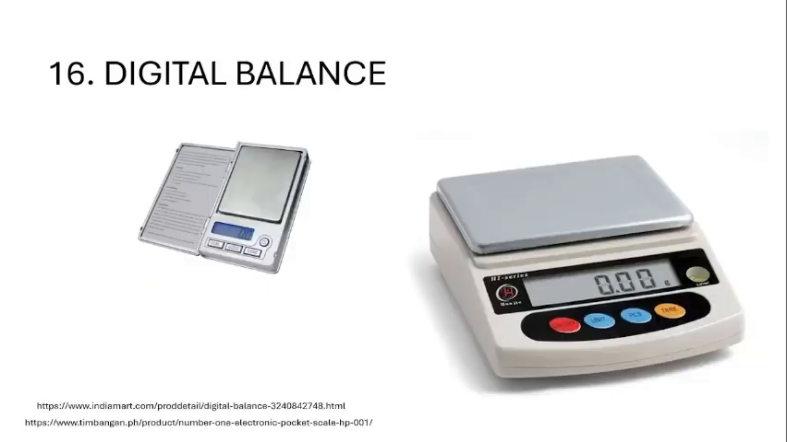Next, we have your digital balance. So there are two types. It's either the pocket scale or your electronic balance. The difference between the two is their capacity and their precision. So for small substances such as those needed for weighing in milligrams, you may actually use the pocket scale. But for greater masses, you use your electronic balance.